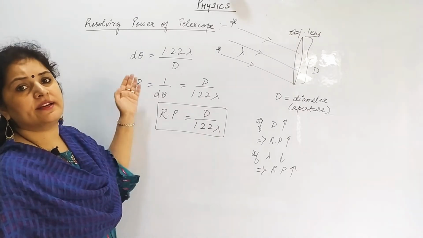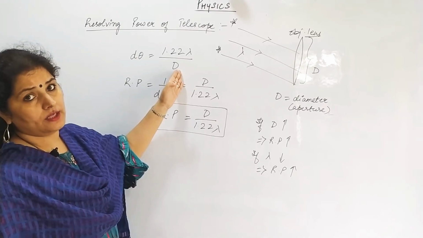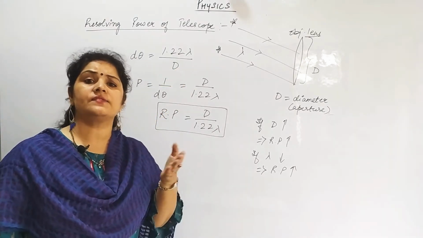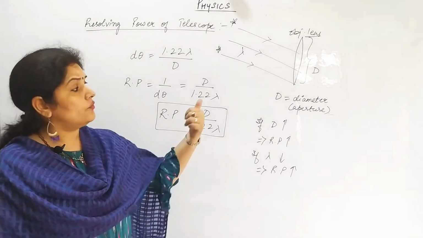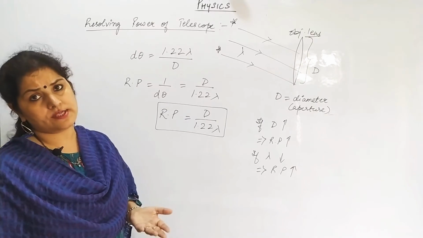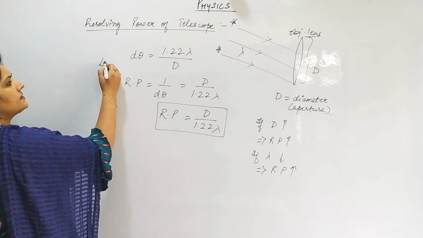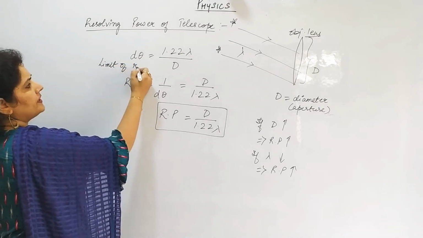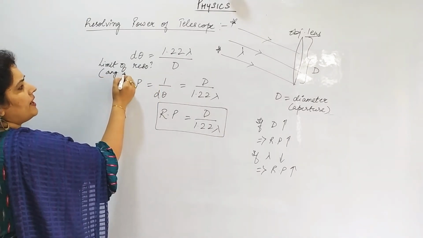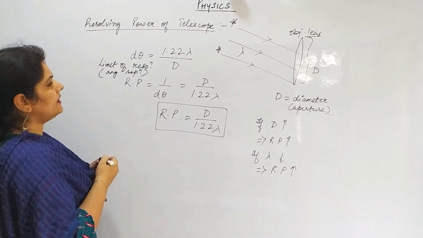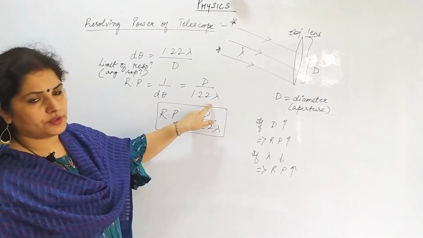And resolving power is the reciprocal of the limit of resolution. Limit of resolution is this in terms of angle. Limit of resolution can be in terms of angle as well as in terms of distance. So for compound microscope we take it in terms of distance, for telescope we take it in terms of angular separation, right? So it is inversely proportional to the limit of resolution, which we may also say is in the form of angular separation, right? So resolving power is a reciprocal of d theta, so this inverts and it becomes D upon 1.22 lambda.